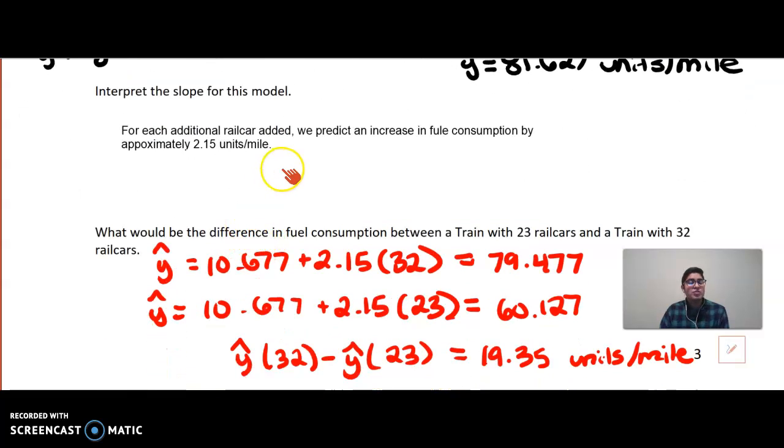Now, if I want to find the difference between two trains with separate rail cars, I would use my model to predict both values and then find the difference between the two. Now, you can go straight to plugging and chugging, or you can realize that the slope indicates the rate of change between these two values. So you can either just do the slope times the difference of the values, or if you're like me and you don't believe the tricks, you can just go ahead and use the prediction models and then find the difference. Here, the difference between 23 and 32 is a fuel consumption of 19.35 units per mile.